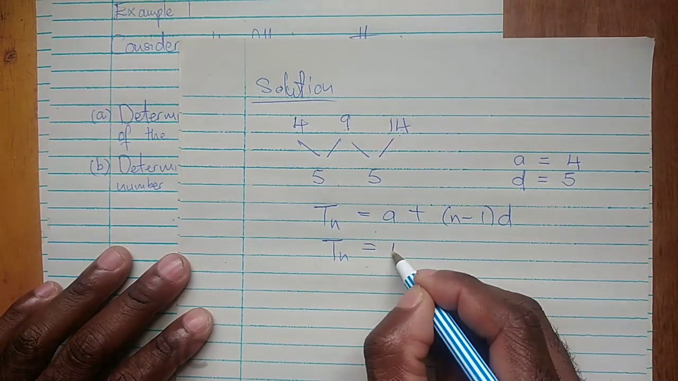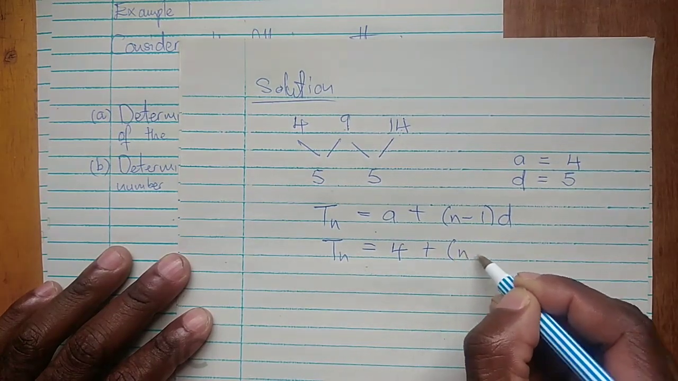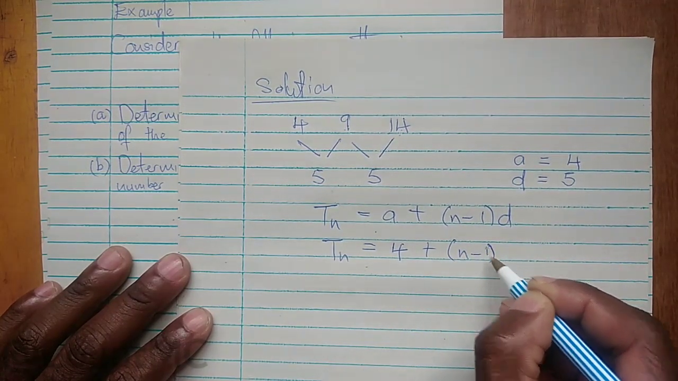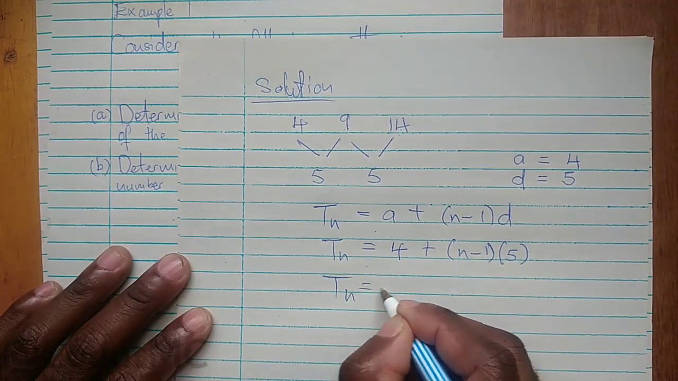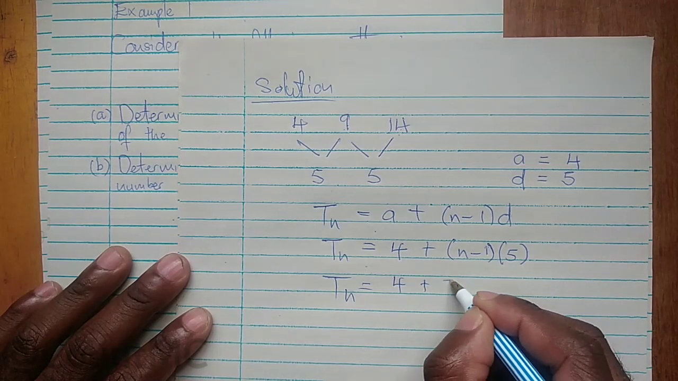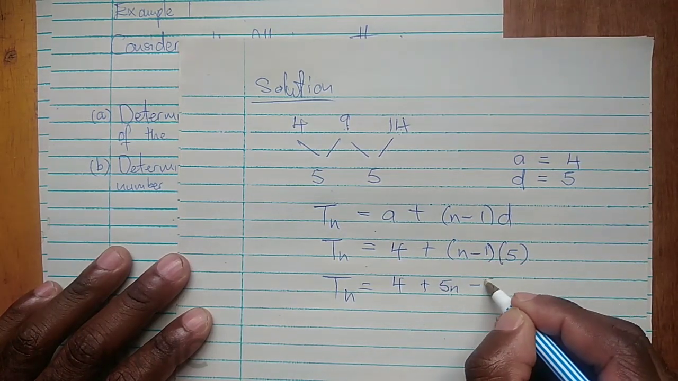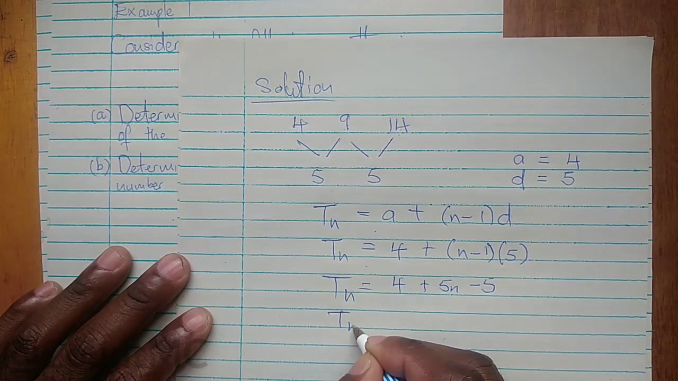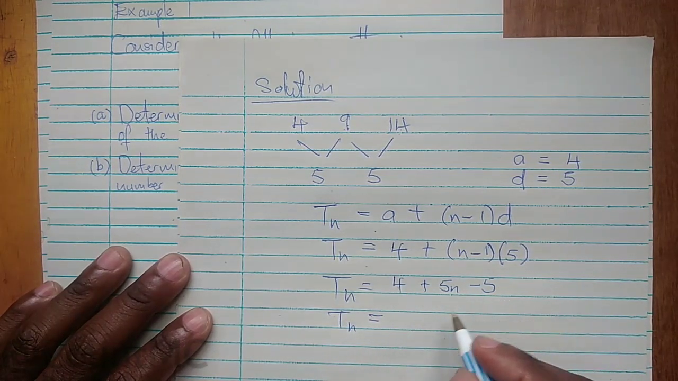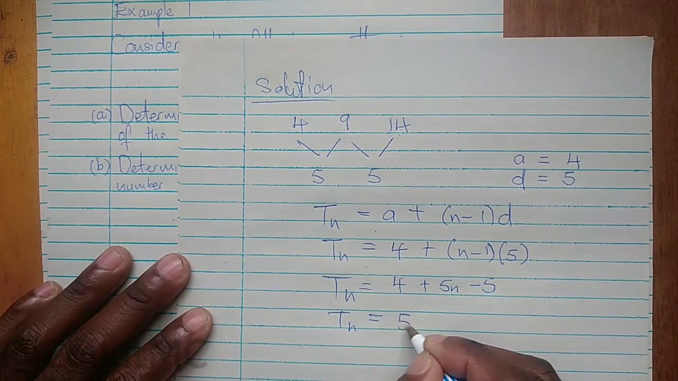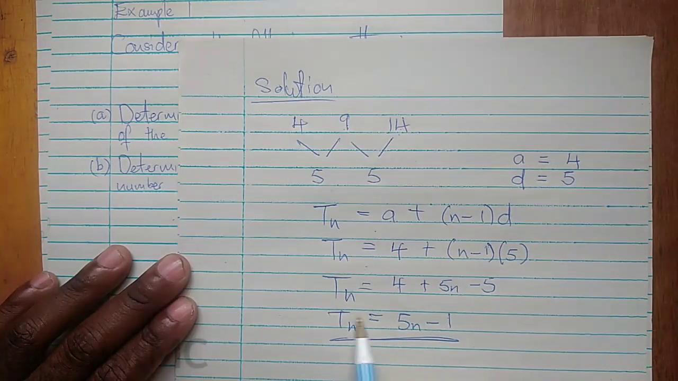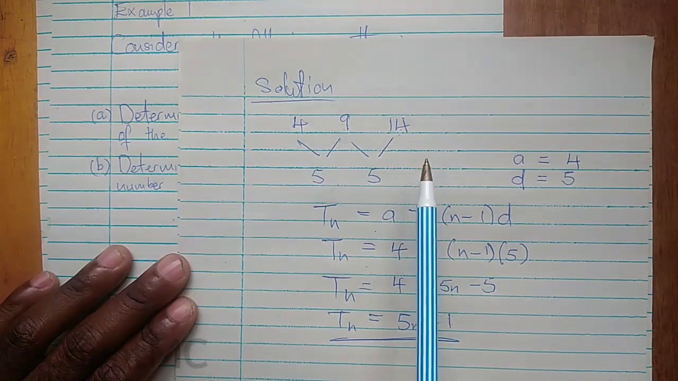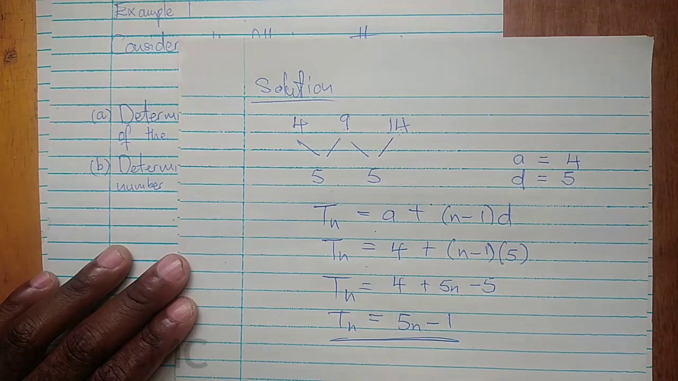Tn equals 4 plus n minus 1, D is 5. So Tn equals 4 plus 5n minus 5. And Tn equals 5n, 4 minus 5, that's minus 1. So 5n minus 1. This is the general equation, so we can use this to find any term in this number pattern.